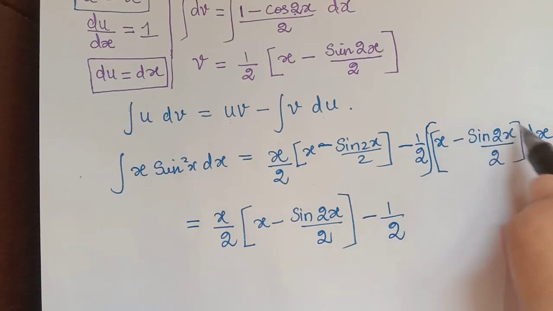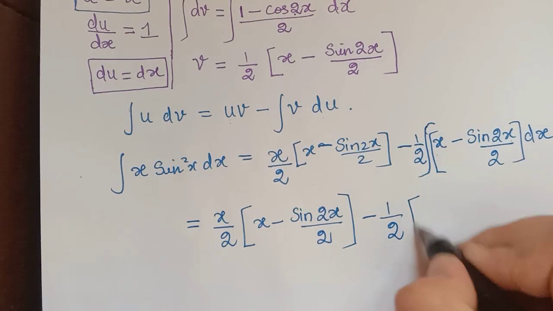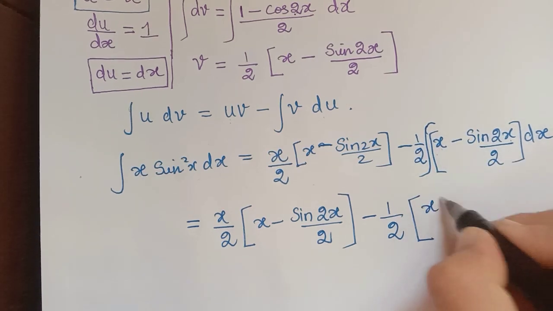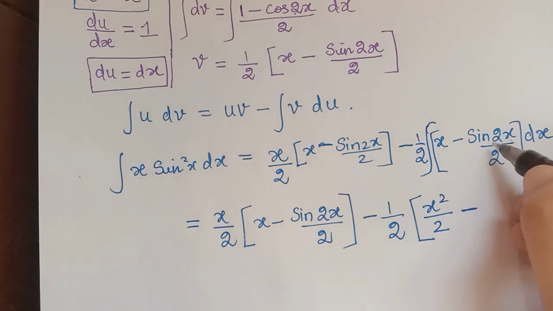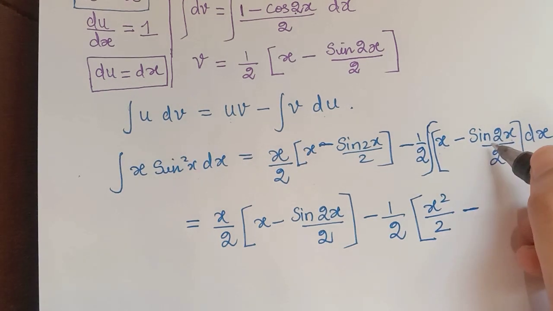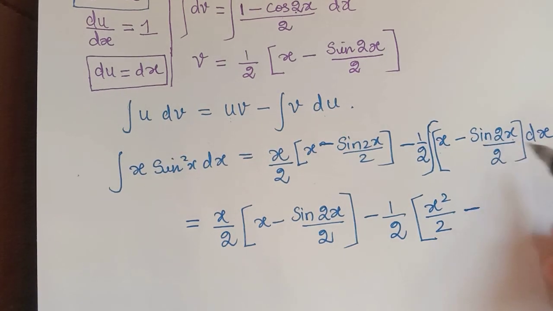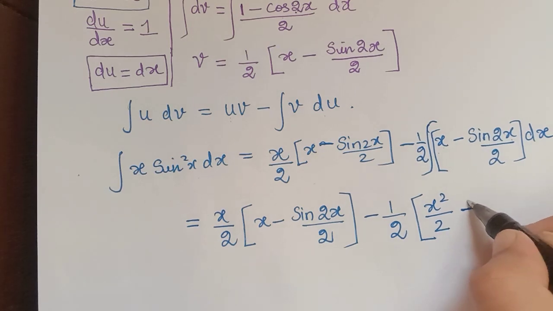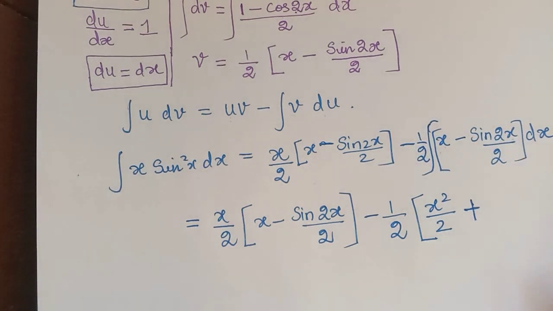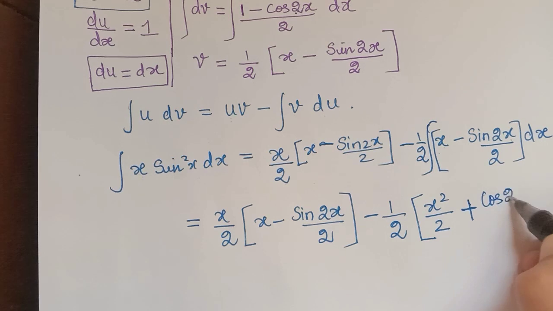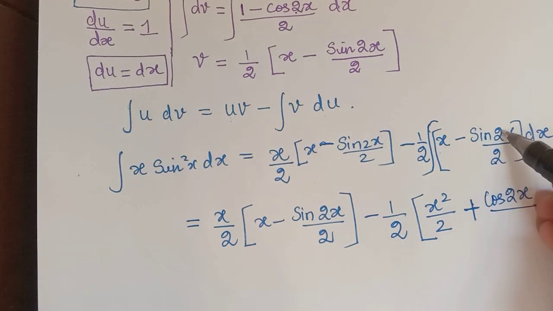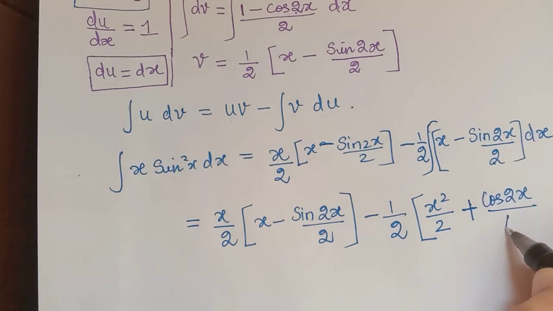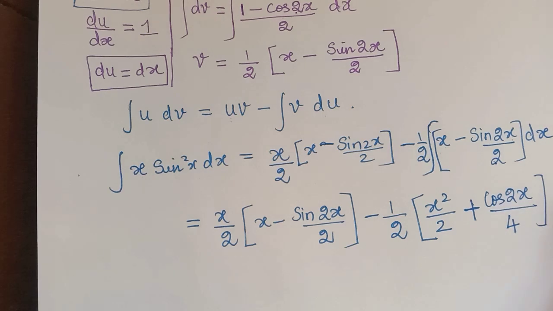Now we have to integrate these two terms separately. The integral of x is x squared by 2, minus integration of sine. Integration of sine is negative cos, so that negative and this negative get multiplied and it becomes plus. And integration of sine 2x is cos 2x divided by, already there is a 2, and now we have to divide by the constant 2, so 2 multiplied by 2 becomes 4, plus c.